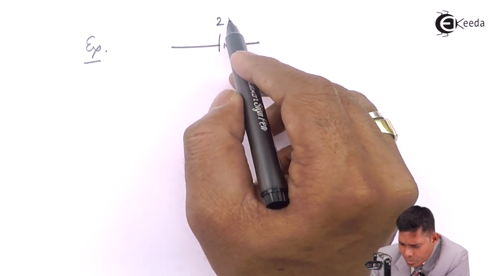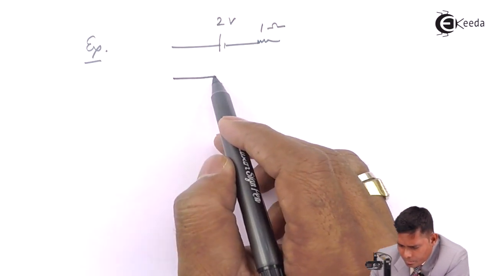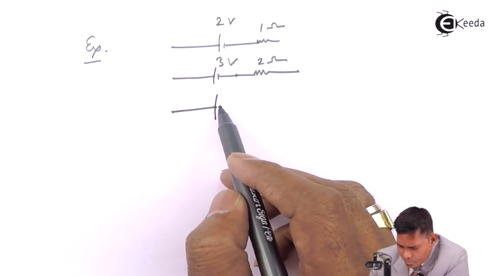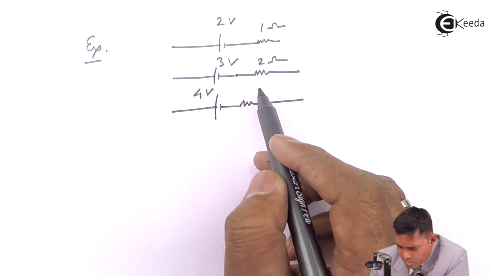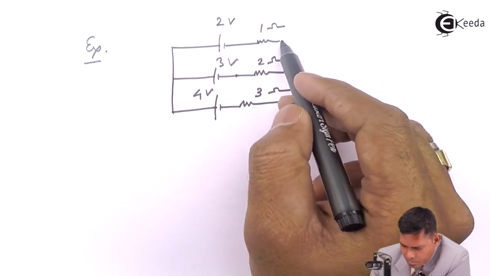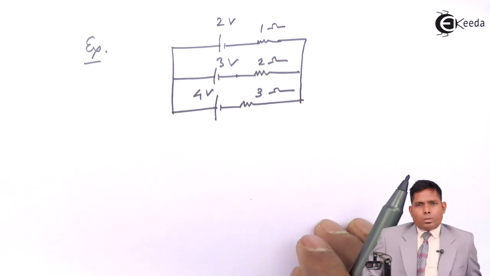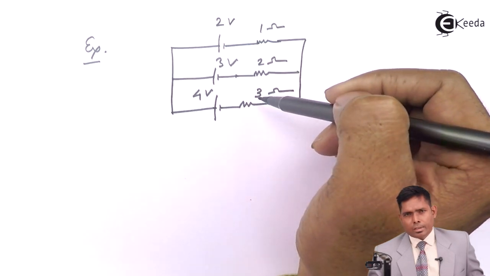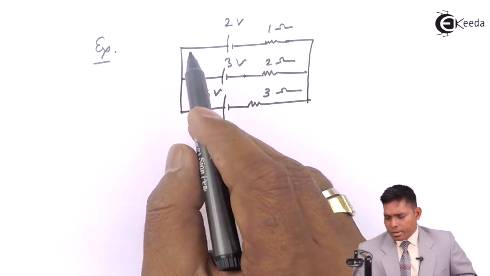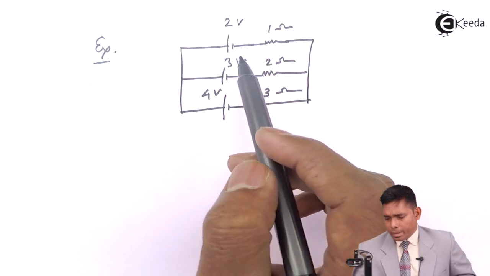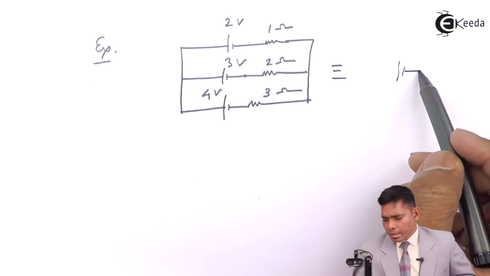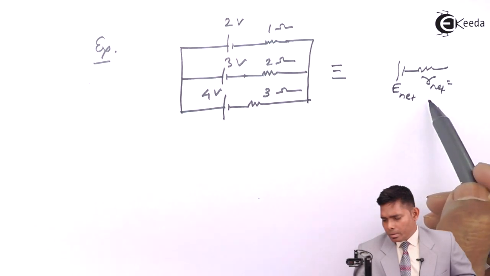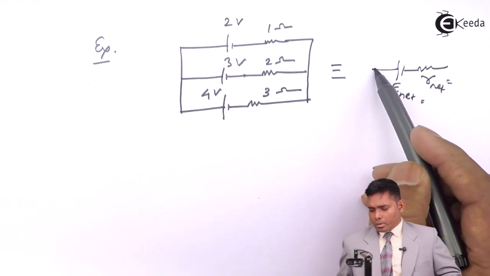Suppose I have cells like this: 2 volt, 1 ohm; 3 volt, 2 ohm; 4 volt, and 3 ohm. These three cells are given, where this is the EMF and this is the internal resistance, EMF, internal resistance, EMF, internal resistance. If all these are replaced by a single cell and one internal resistance, what is that value? That you write here. That is the meaning of this.